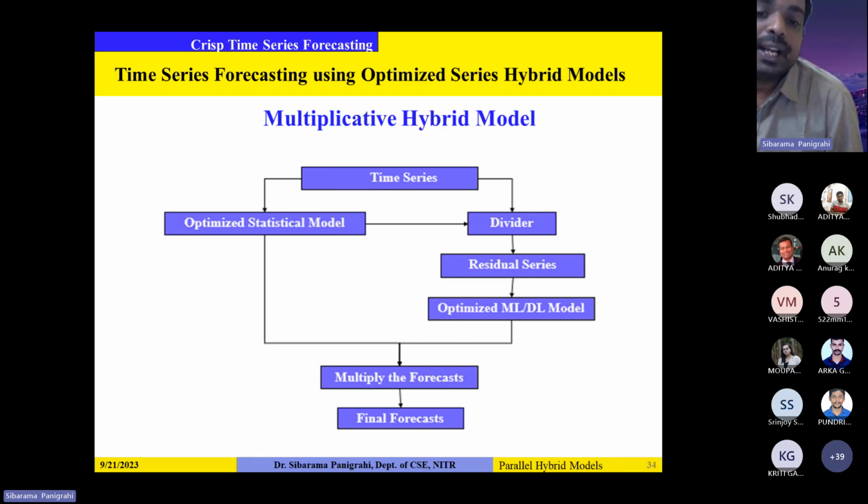So in the multiplicative hybrid model, you will first take a time series, and model it or apply a linear statistical model to it.